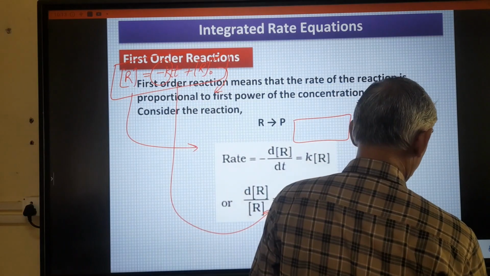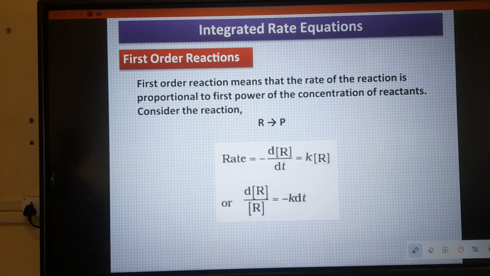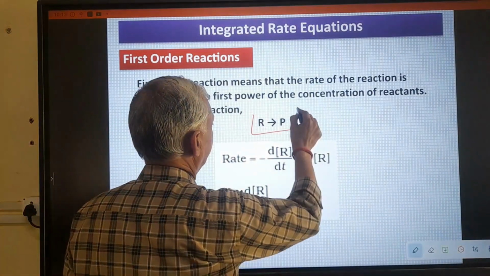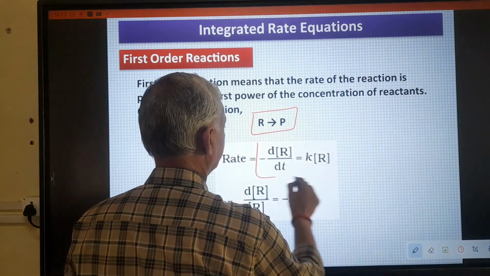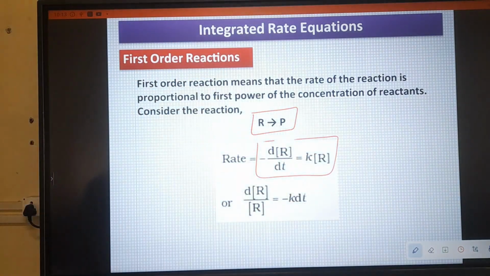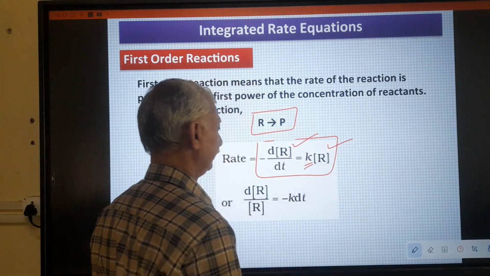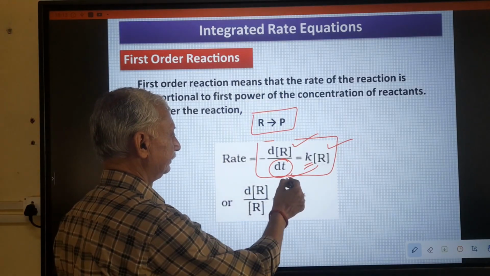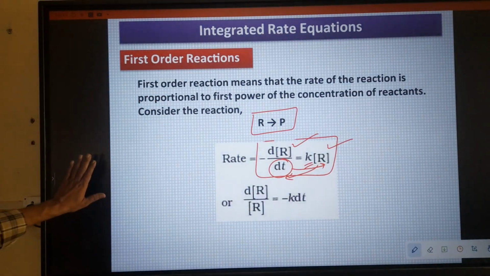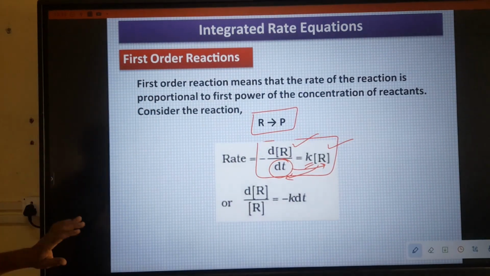The same integrated rate equation can be derived for a first order reaction. Here the same reaction is there, reactant is converting into product. Then the differential rate equation becomes minus dR upon dt is equal to kR, where R is the concentration of reactant, k is the rate constant. We can also write this equation like that: dR upon R is equal to minus k into dt.